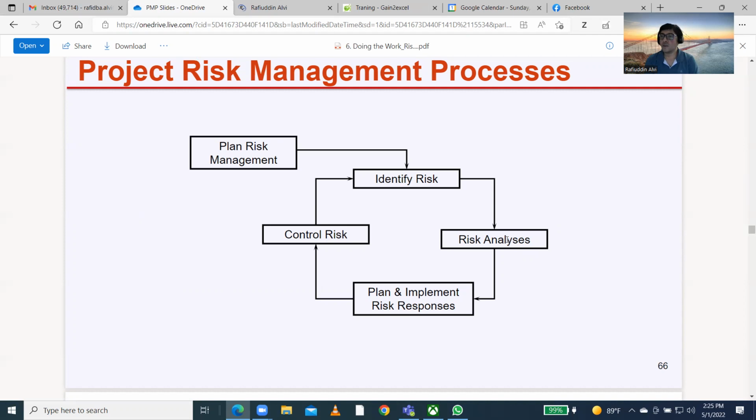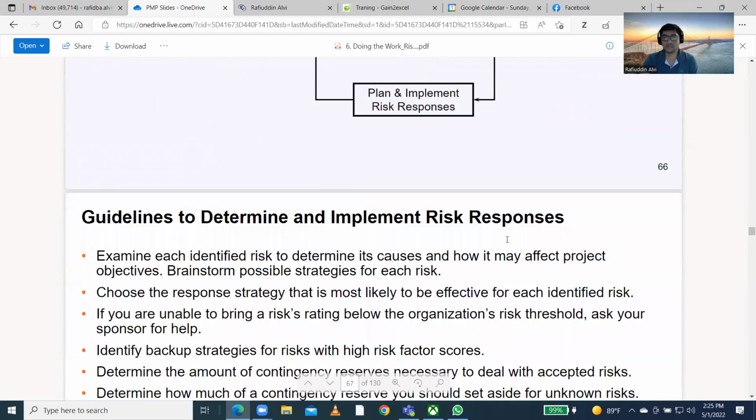Then you need to analyze the risk. Then you need to have some kind of response plan. Then you need to control, which means you have implemented the risk response plan, and you check whether it is having some impact on other project objectives and how you need to deal with this. So all these things you need to take care of as a part of project risk management.